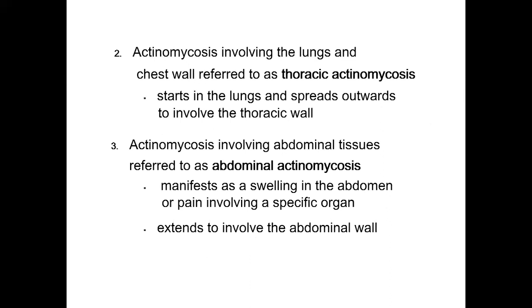Then there's actinomycosis which can involve the lungs and chest wall, and this is referred to as thoracic actinomycosis. And this particular one starts in the lungs. How the organisms get into the lungs may be from the mouth or extension from the cervicofacial one, but it starts in the lungs and spreads outwards, and eventually that involves the thoracic wall. And the third type is actinomycosis involving abdominal tissues, referred to as abdominal actinomycosis, and can manifest as a swelling in the abdomen or pain involving a specific organ. Again, it develops slowly. Eventually, it will involve the abdominal wall.